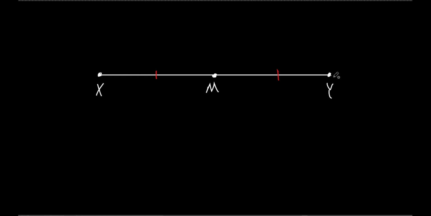YM or MY, either way you want to say it. All right, you see that? Those tick marks mean that this line segment, XM, is equal to this line segment, MY. So if those two line segments were exactly the same, here, I think I got a couple pens that are exactly the same, okay?